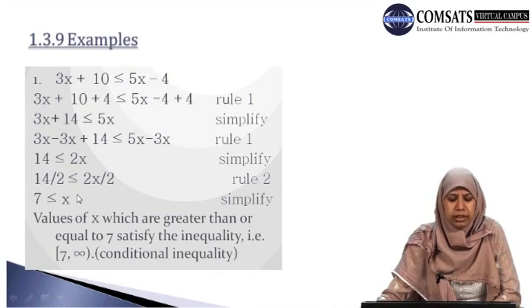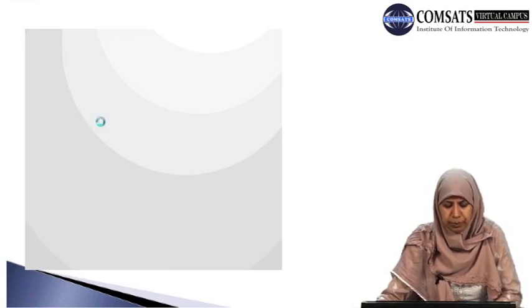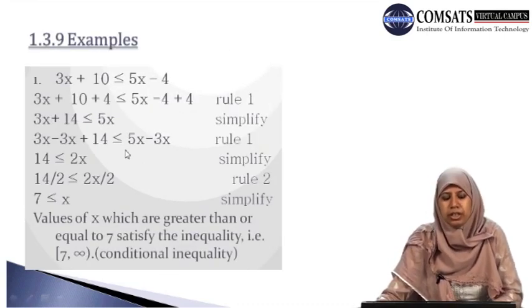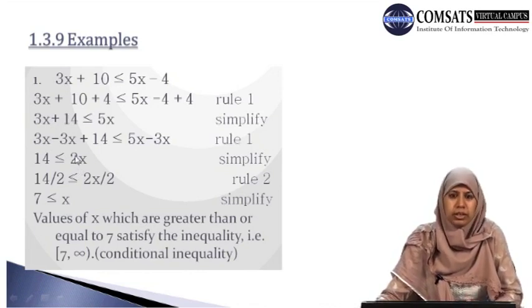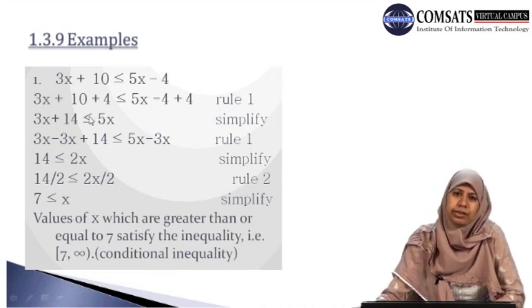Let us have a look at another example, that is 6x minus 10 is greater than or equal to 6x plus 4. There is one thing to note in our first example: the solution set of that inequality shows us that this inequality is a conditional inequality. That is, there are only particular values of x which satisfy this inequality. For example, if we take x equal to 6, this inequality will not hold.